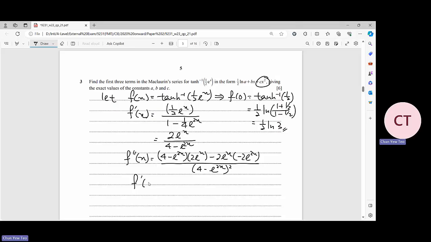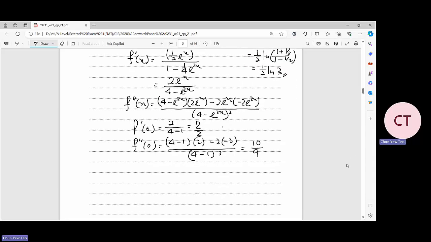Then the f prime of 0, you will get 2 over 4 minus 1, which is 2 over 3. Then the f double prime of 0, you will get (4 minus 1) times 2 minus 2 times negative 2, divided by (4 minus 1) to the power 3. Press the calculator, you will get 10 over 9. Okay, so now we are ready to do the Maclaurin series.